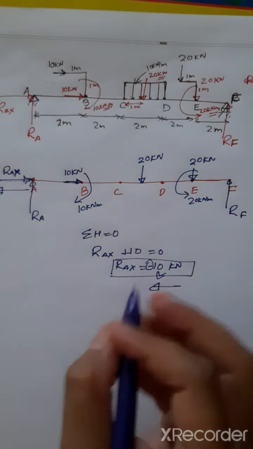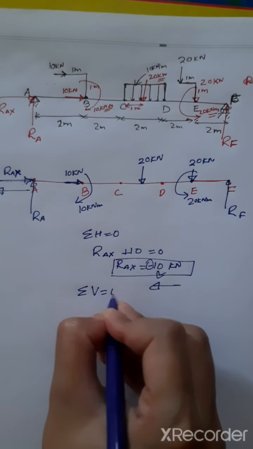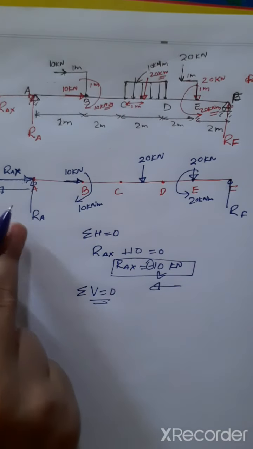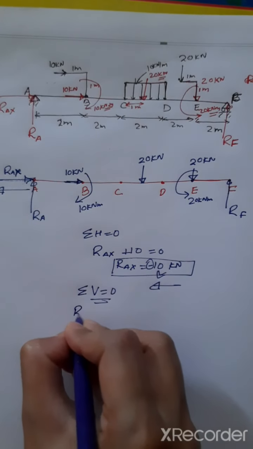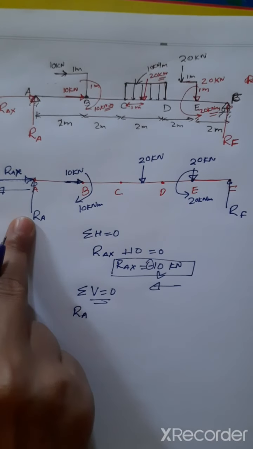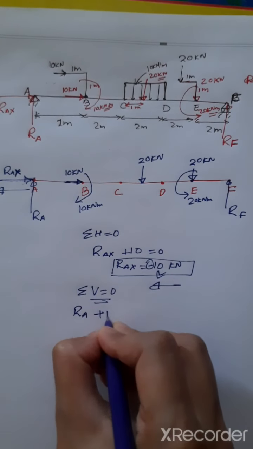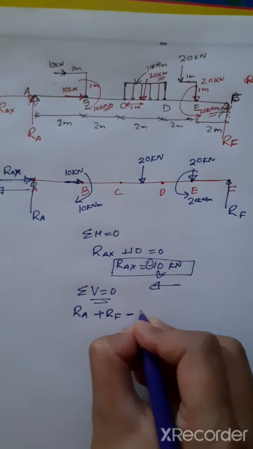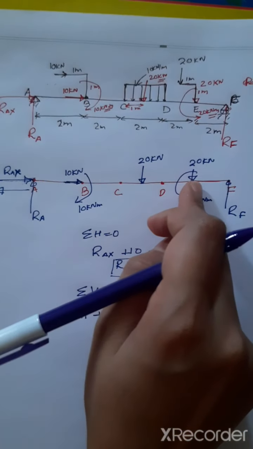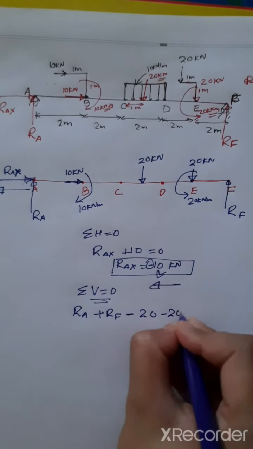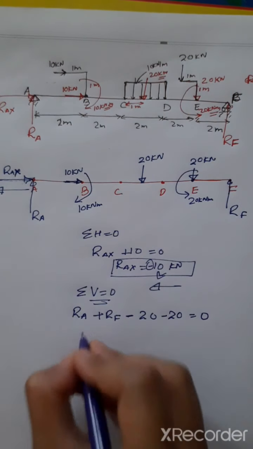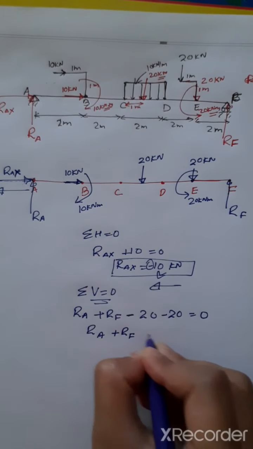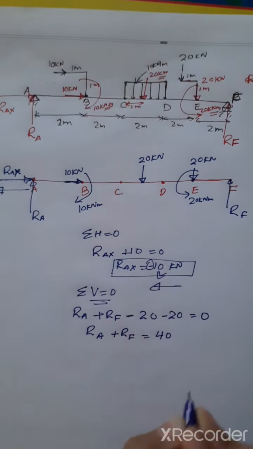Clear? Now we'll come to the vertical forces. Summation of all vertical forces is equal to 0. So we have RA upward and RF upward, and this 20 downward, and this 20 is also in downward direction, that is equal to 0. Clear? So from here we'll get RA plus RF is equal to 40. Clear?